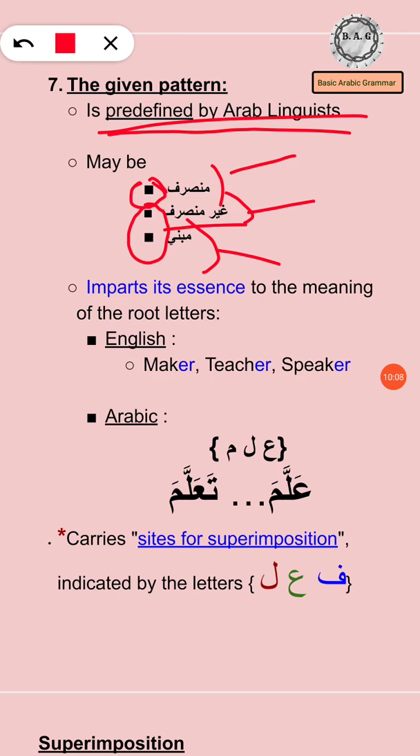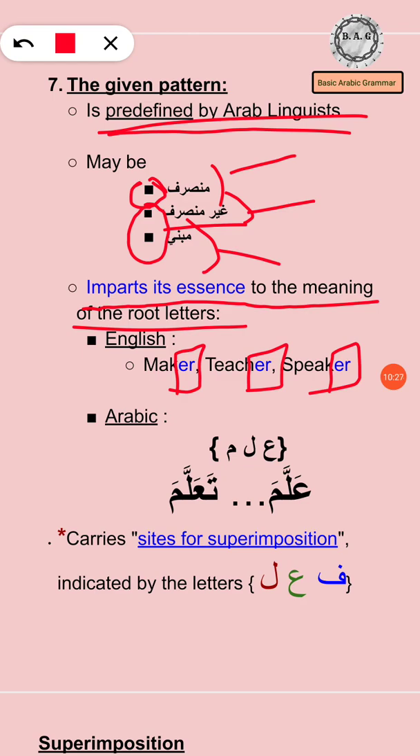Okay, so coming back to the given pattern, it may be munsarif, ghair munsarif, or mabni, and what it does is that it imparts its essence to the meaning of the root letters. For example, in English we have the suffix er. What does it do?